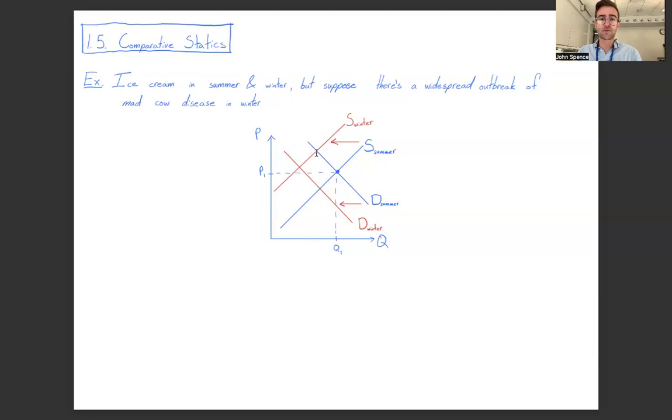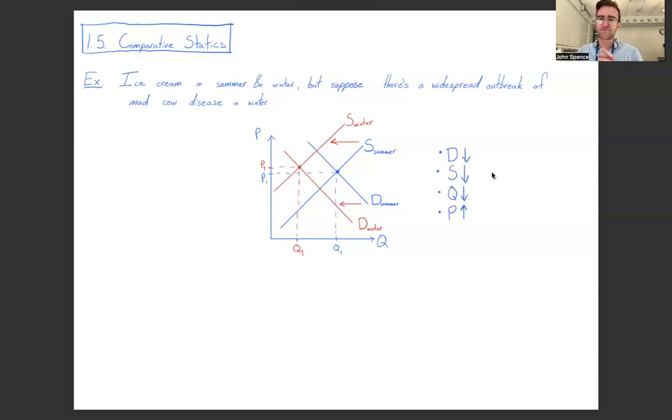Notice that after both of these shifts, we're at a new equilibrium of supply and demand in the winter over here. We'll call this price P2 and we'll call this quantity Q2. And if we were to summarize, again, maybe slightly subpar notation on my part, demand has decreased, or better, shifted left. Supply has decreased, or better, shifted left. Quantity has decreased. And notice that price has actually slightly increased.